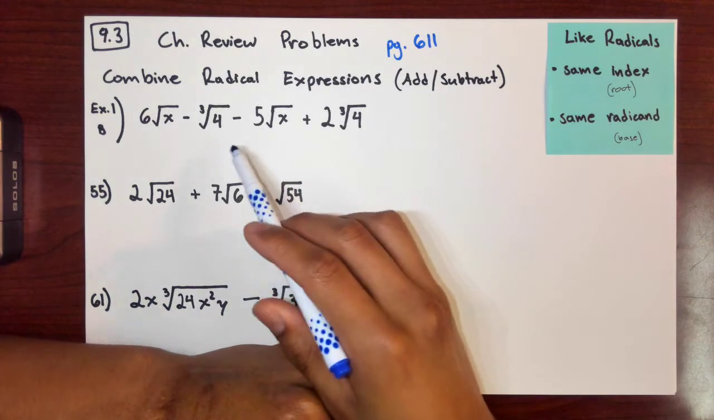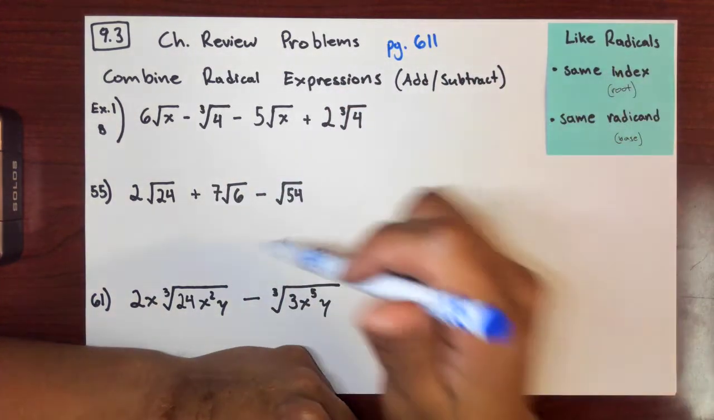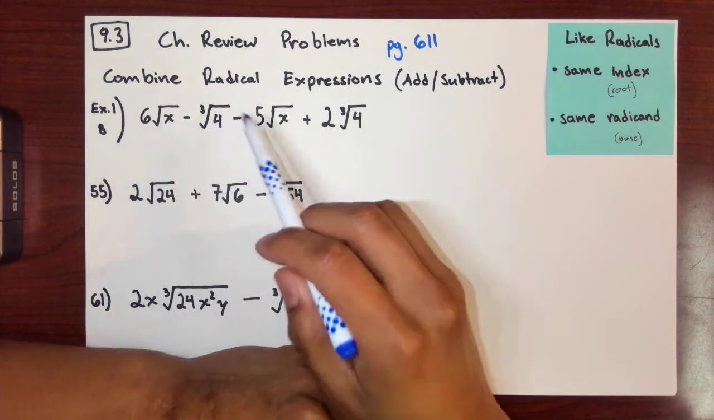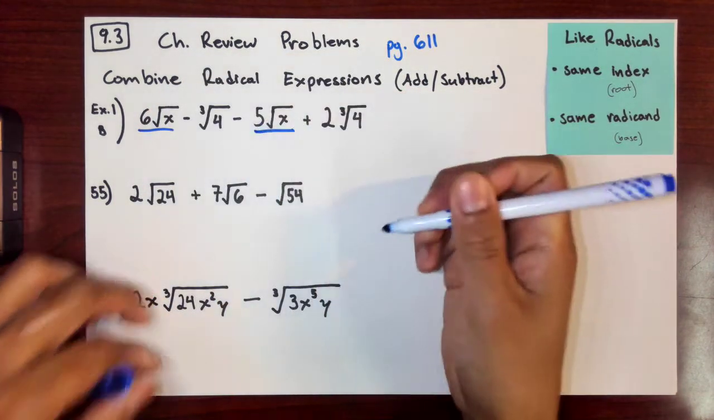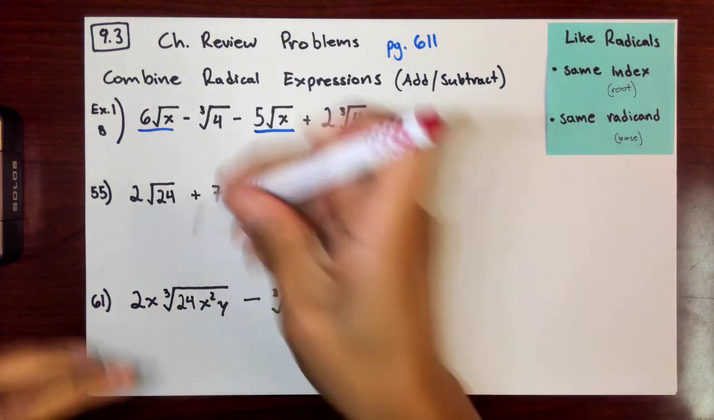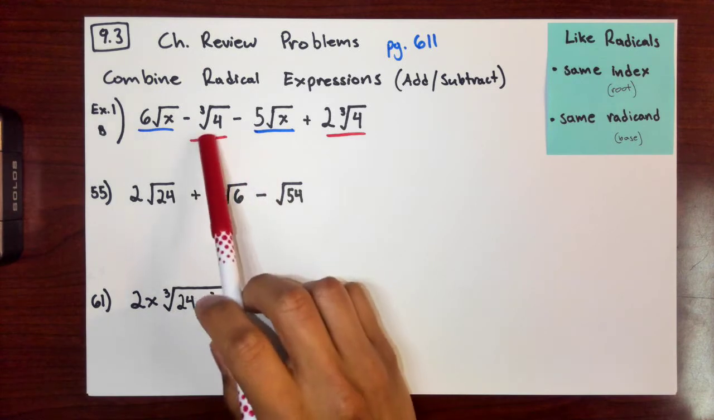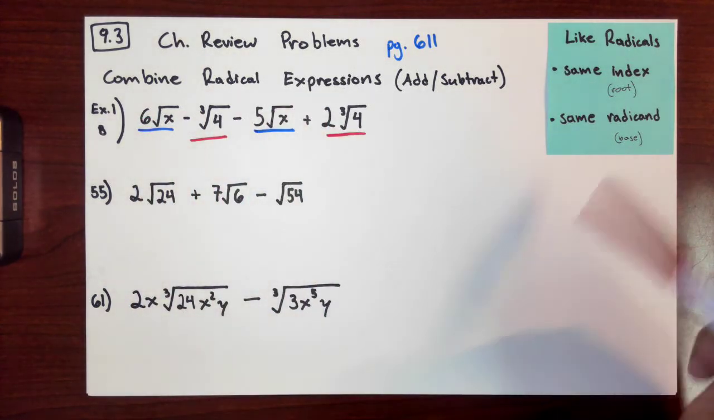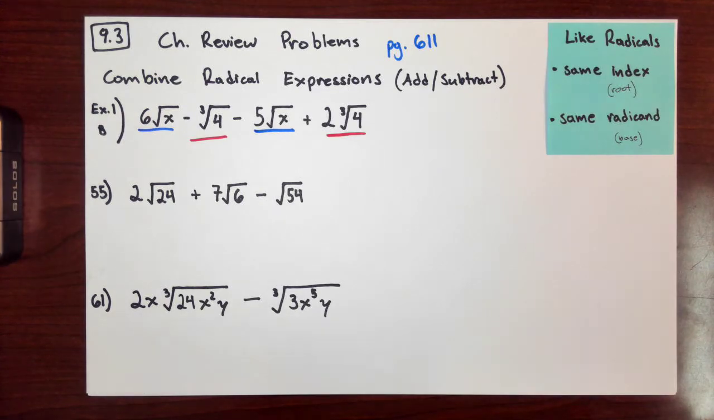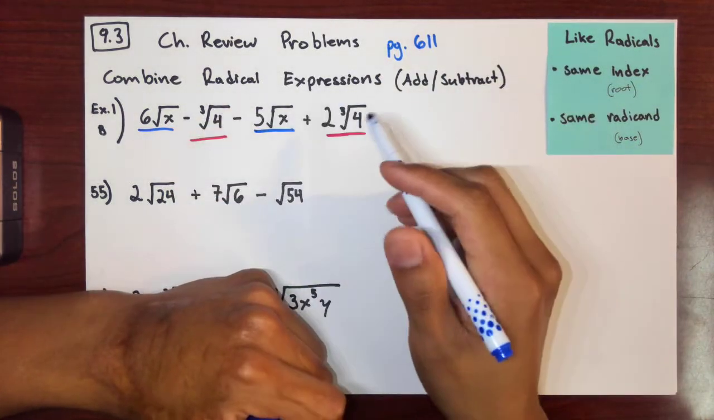So we can see right off the bat that we have two different types of radicals here. We have the square root of x and we have the cube root of 4. Here you can see square root of x and another square root of x, and then here you can see the cube root of 4 and another cube root of 4. We're only going to be able to combine this one with this one and this one with this one because they're the only ones that have like radicals. So let's go ahead and do that. Let's start with what I underlined in blue, and we're going to do them separately, okay?